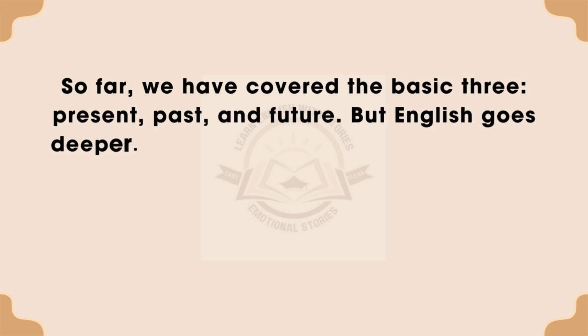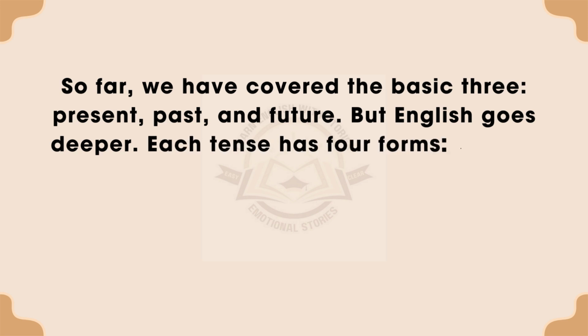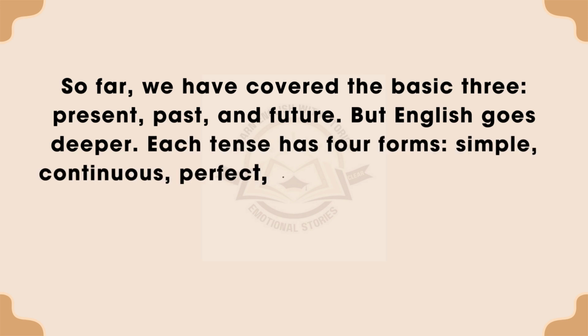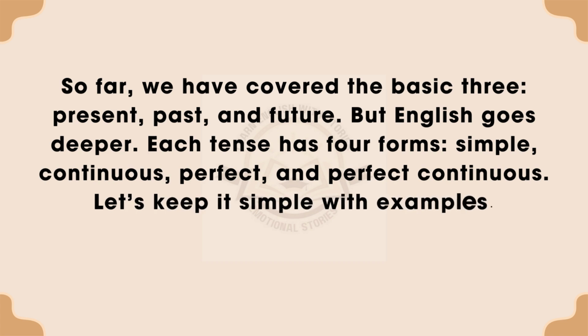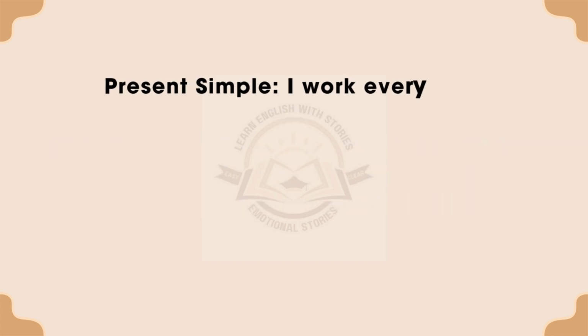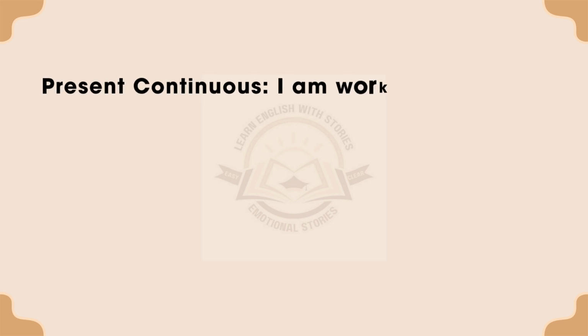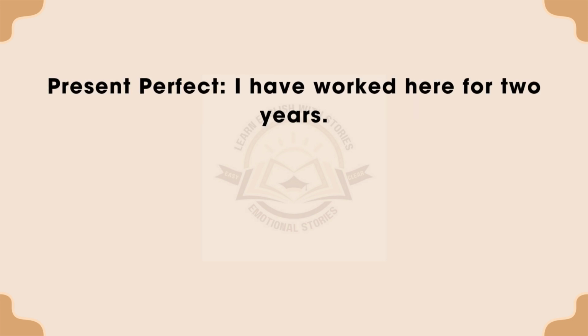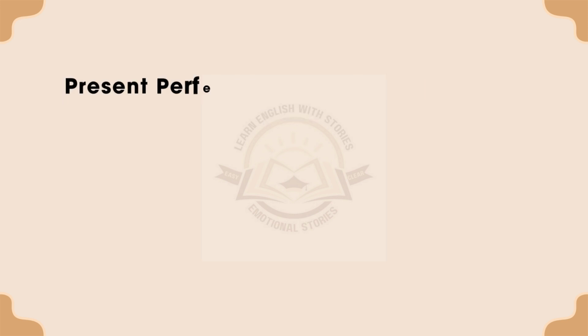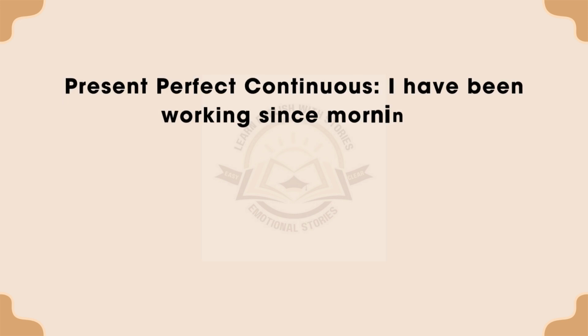So far, we have covered the basic three: present, past, and future. But English goes deeper. Each tense has 4 forms: simple, continuous, perfect, and perfect continuous. Let's keep it simple with examples. Present simple. I work every day. Present continuous. I am working right now. Present perfect. I have worked here for 2 years. Present perfect continuous. I have been working since morning.